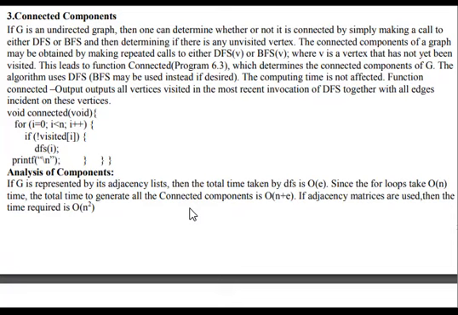So this leads to the function connected, which determines the connected components of G. The algorithm may use depth first or breadth first. The computation time is not affected, but the output is all vertices visited in the most recent invocation of depth first search, together with all edges incident on these vertices. This is one of the algorithms for connected components. If a vertex is not visited, the DFS algorithm is followed.